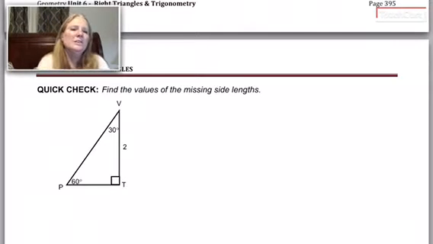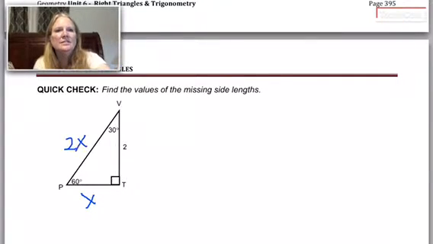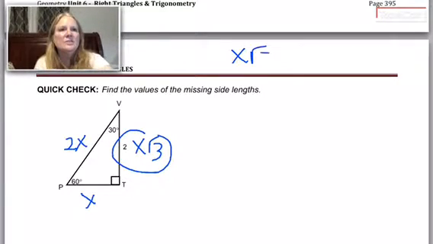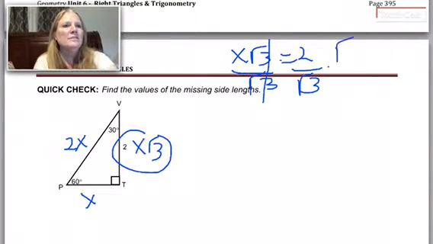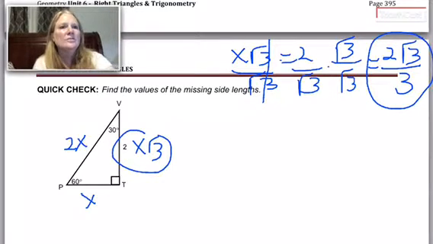Again, please pause and try to do this one yourself before you check it. x, 2x, x times the square root of 3. So my picture is telling me that x times the square root of 3 is equal to 2. So I need to divide both sides by the square root of 3. x is equal to 2 divided by the square root of 3. Multiply by the square root of 3 over the square root of 3. 2 square root of 3 over 3 is x. So PT is 2 square root of 3 over 3.